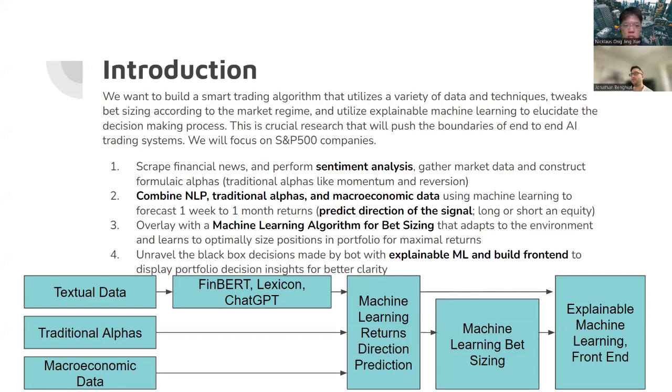It'll be an end-to-end trading system for AI, and it presents many interesting problem sets, such as the combination of different alphas and how to bet size, which is not very well documented in financial literature. We will focus on S&P 500 companies.